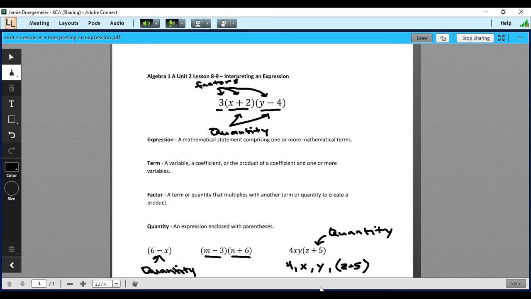So again, these lessons are just working on how we identify the different parts of expressions. We're starting to learn some of those math vocabulary terms, and we want to use that math language when we are describing these different things.